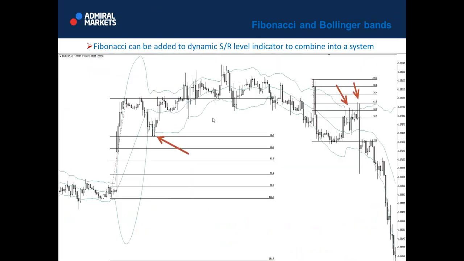Next thing, you can combine Fibonacci and Bollinger Bands also. So in this example, we have combined basically Fibonacci, which serves as entry indicator, and Bollinger Bands, which serve as trend capture indicator, and dynamic support and resistance. So this is also interesting.